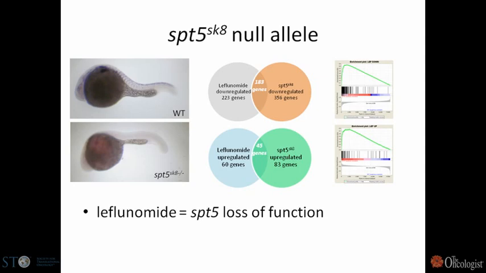So in our lab, for another project, we happened to have an SPT5 null mutant. And so we stained it for neural crest, and it has no neural crest. We actually went to the trouble of doing microarrays on our leflunomide-treated embryos and the SPT5 null allele, and they are exact phenocopies of each other. So you can see here that there were, in the leflunomide, 223 genes down, 183 of those genes were found in the SPT5, and then even the genes that are up are a shared overlap.